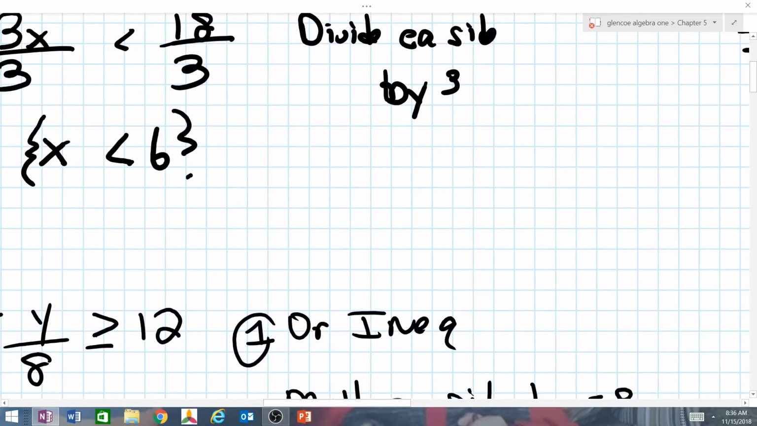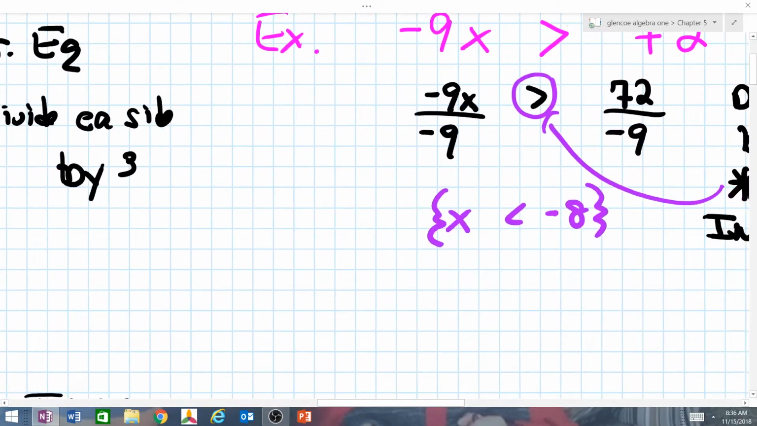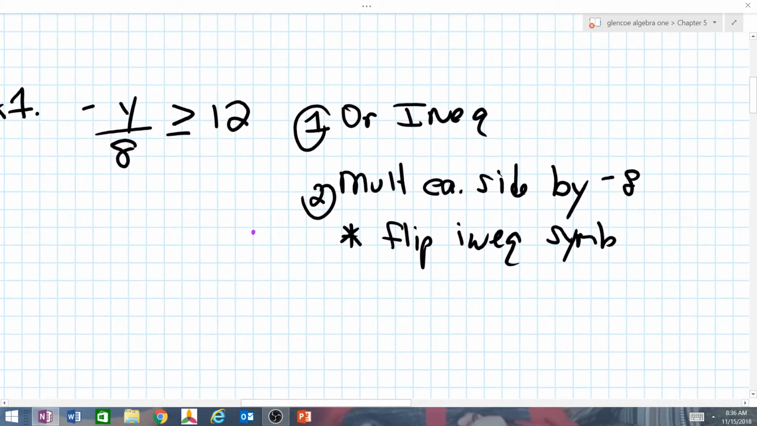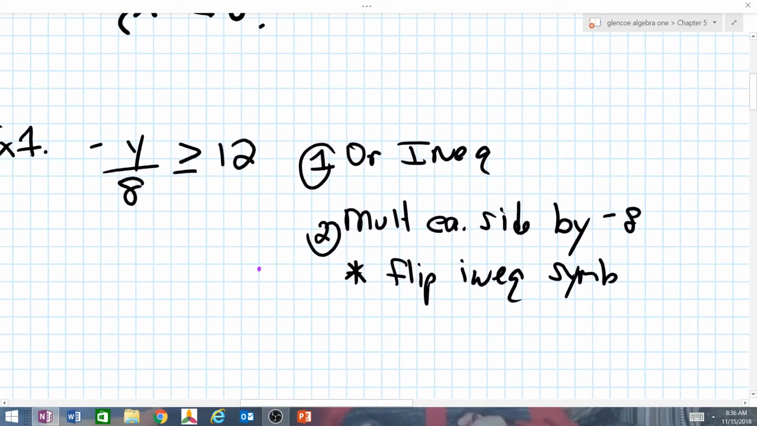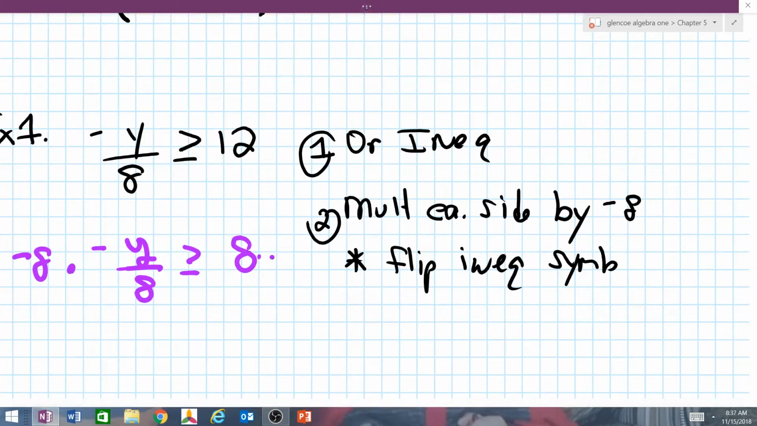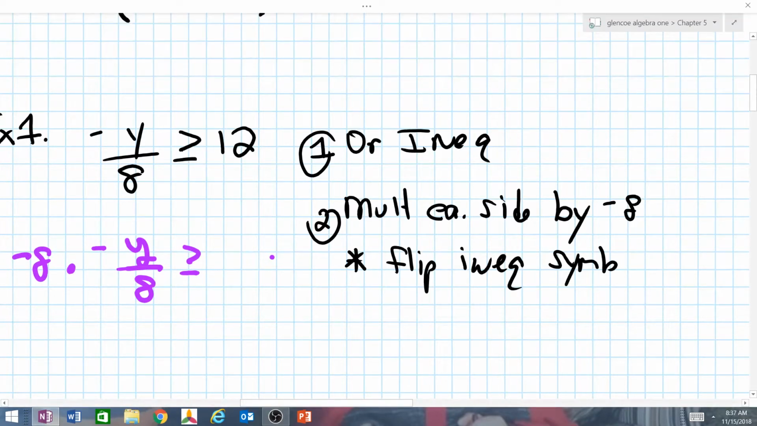So the example in the notes looks like this. Negative y over 8 is greater than or equal to 12. So that's the original inequality. The second thing we want to do is multiply each side by negative 8. I'm going to multiply each side by negative 8. Okay, let's just fix that real quick. Sorry.